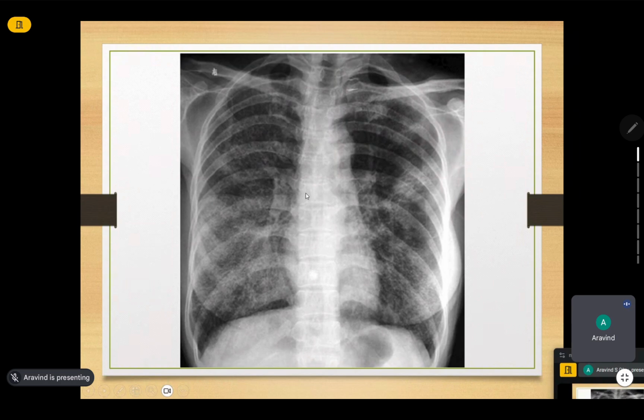It is a common finding of viral pneumonia. Many people after COVID-19 had such a finding in the X-ray. So this is called ground glass opacity, where you can see the lung fields, the lung vascular markings, the ribs and the bony structures, but it looks as if you are looking through a glass.